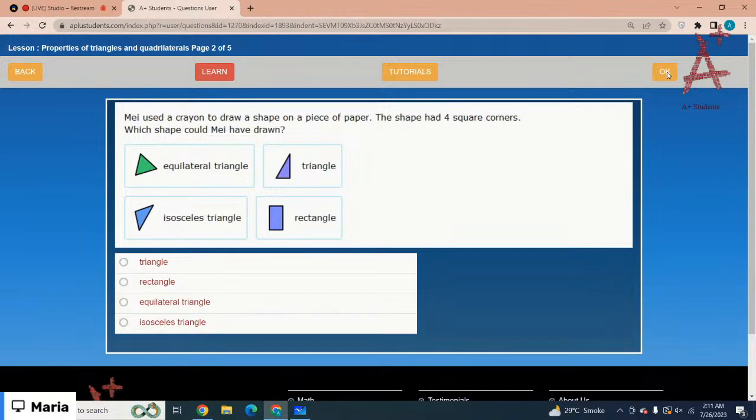Okay, May used a crayon to draw a shape on a piece of paper. The shape had four square corners. Which shape could May have drawn? So, which is the correct option? Just look at the options carefully. You are given four shapes. Three of them are three-sided shapes. Only one of them has four sides. So that means the correct option is rectangle. Rectangle is a four-sided shape.